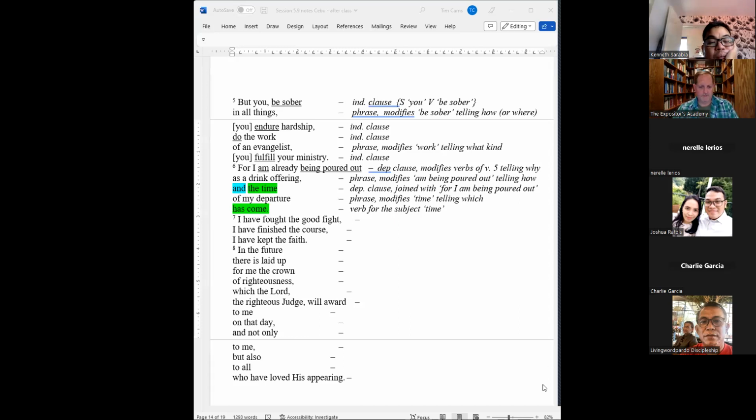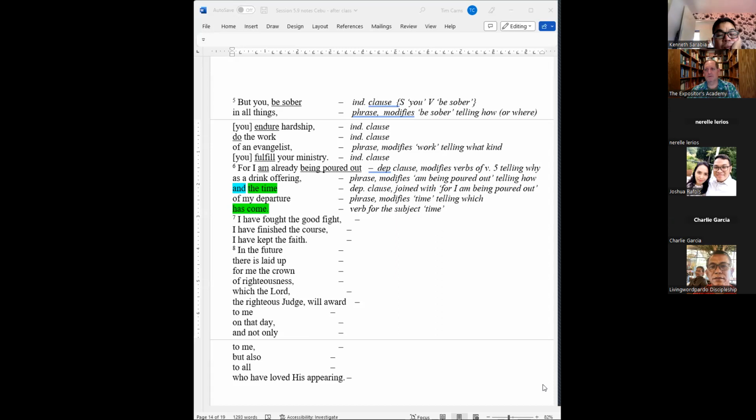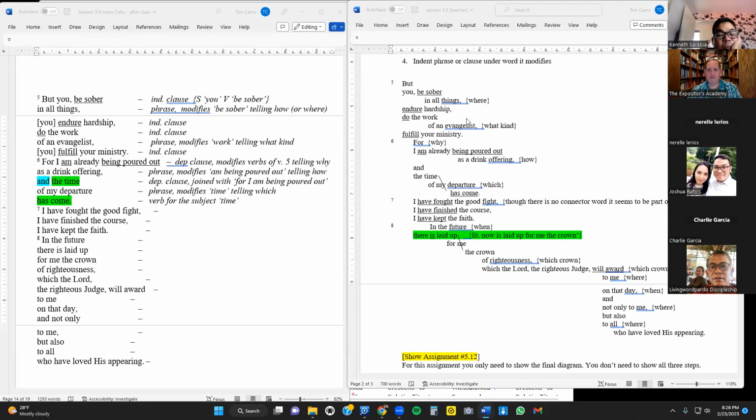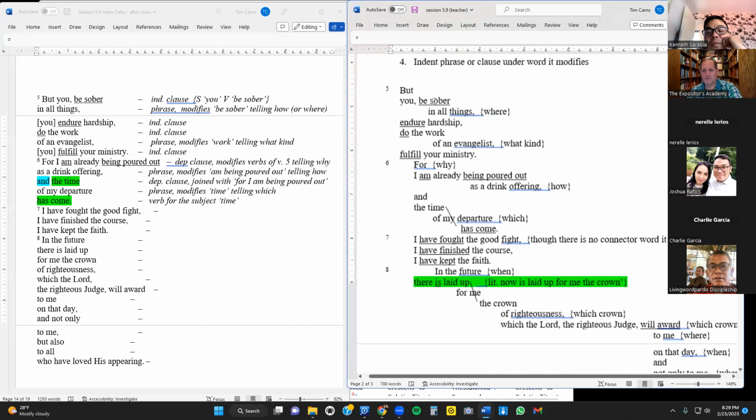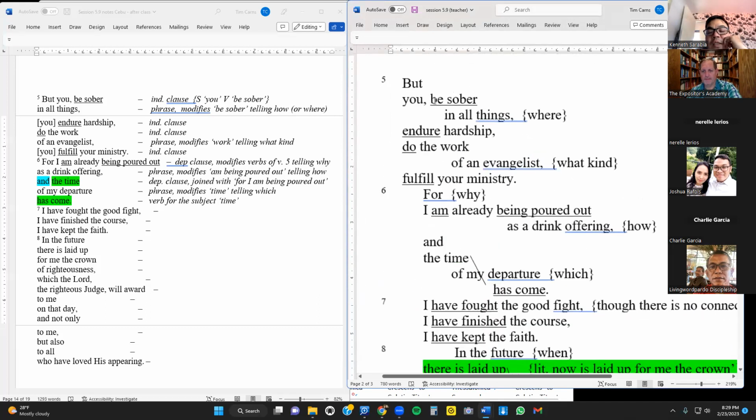All right, let me do this. Okay, hopefully you guys can see. So I've got the diagram to the right over here. Notice, then we have, but, a separate line, you be sober, right? We said that was an independent clause. So it's going to be all to the left. You guys see this? Let me blow it up a little more. Yes. Okay.